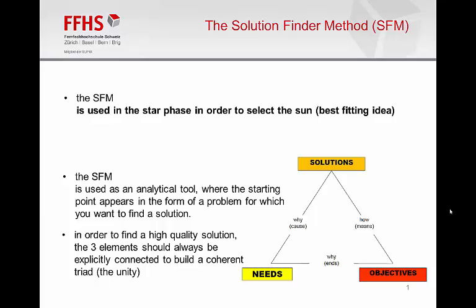How does it work? You have a triangle of needs, objectives, and solutions. So you must build this triangle. So pick up an idea and look at the needs and define the objectives. For the objectives, you're looking for the solutions. So your idea should provide this solution. And this solution should also fulfill the needs. If you can build this triangle, we will have a good and best fitting idea.